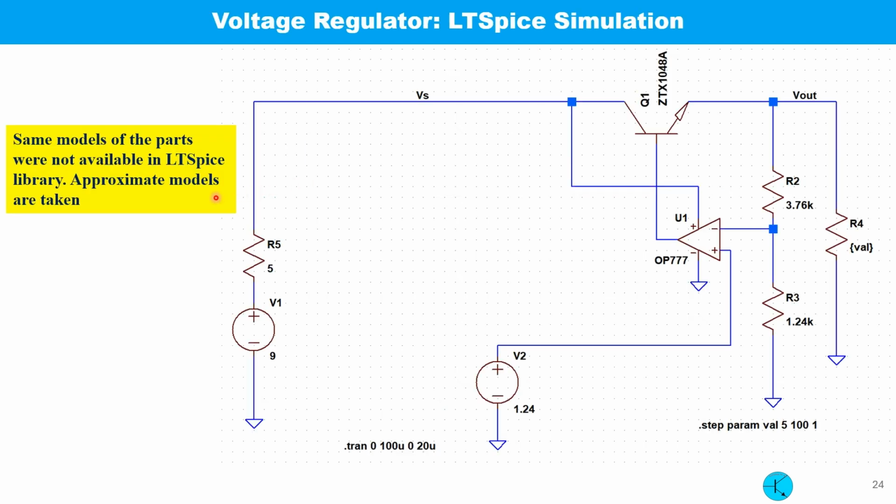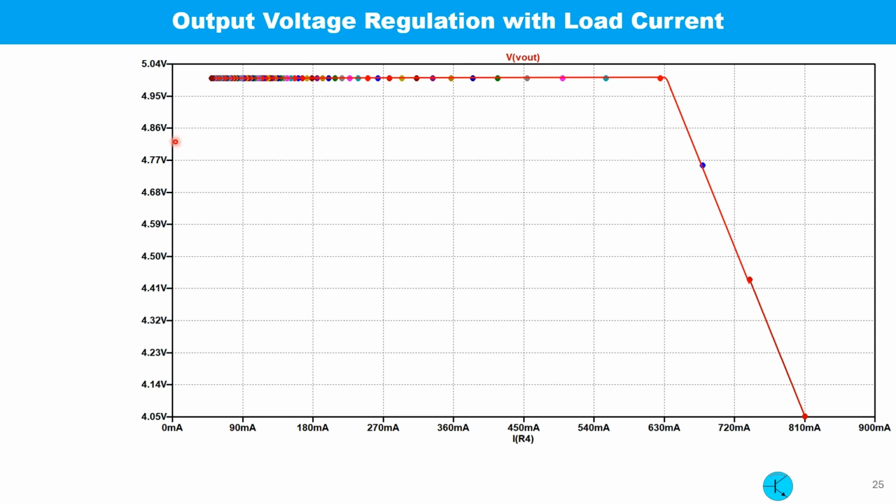We can get a similar result using simulation. As before, I am using LTspice for simulation. As the SPICE models for the used op-amp and the transistor were not available in the library, I took some close approximation: OP777 for the op-amp and ZTX1048 for the pass transistor. The voltage regulation is shown with a source whose internal resistance is 5 ohm. I get pretty much a similar result practically.